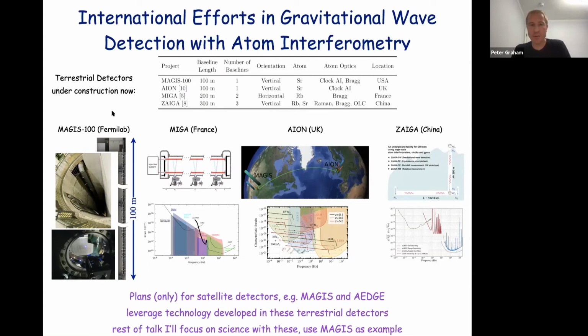Okay, so for the rest of my talk, when I'm showing you science plots, I'll use science reach plots for MAGIS simply because I have those already. That's something I've been involved with. But you should keep in mind any of these detectors are broadly similar in science reach and how they work. Okay, any questions on these current efforts, on what's going on right now, or anything else that I've said?